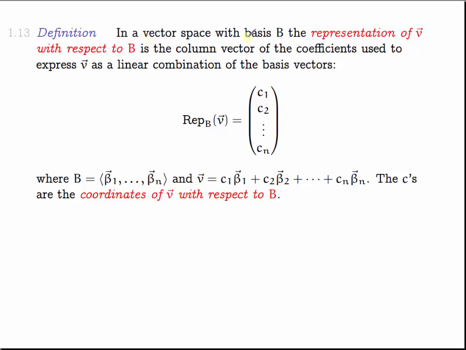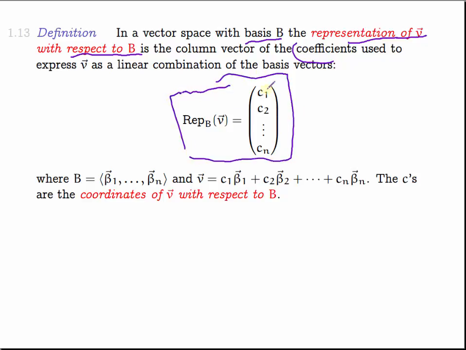In a vector space with basis B, the representation of v with respect to the basis B is the column vector of the coefficients used to express v as a linear combination of the basis vectors. So here it is. This is the representation of v with respect to B. These coefficients satisfy that the vector v is the following linear combination of basis vectors. And these are called the coordinates of v with respect to B.